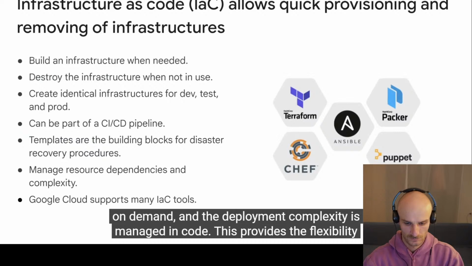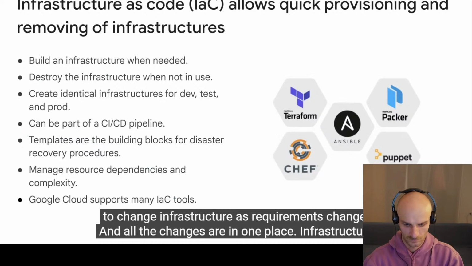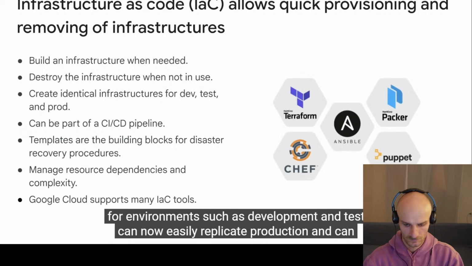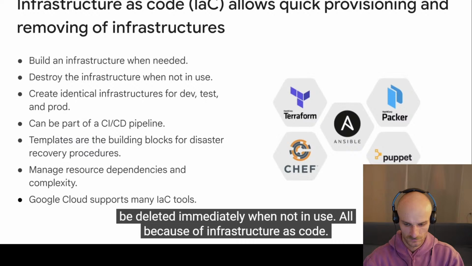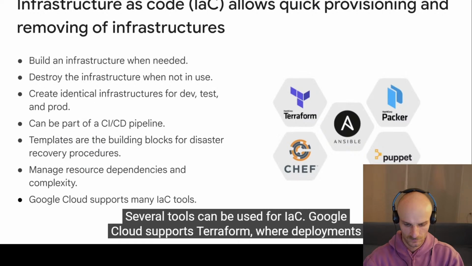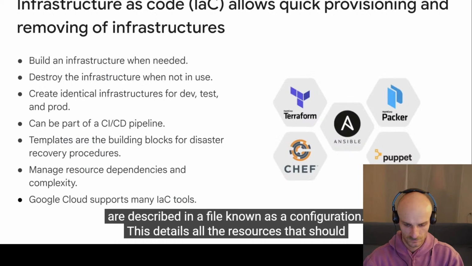This provides the flexibility to change infrastructure as requirements change. All the changes are in one place. Infrastructure for environments such as development and test can now easily replicate production and can be deleted immediately when not in use, all because of Infrastructure as Code. Several tools can be used for IAC. Google Cloud supports Terraform, where deployments are described in a file known as a configuration.